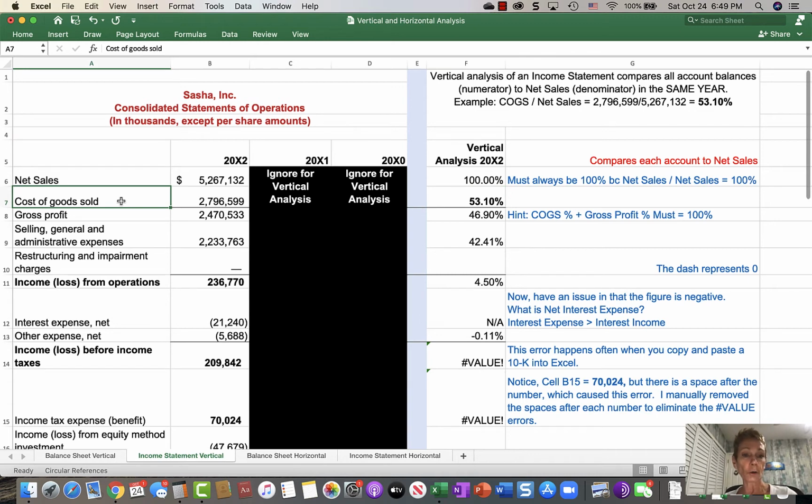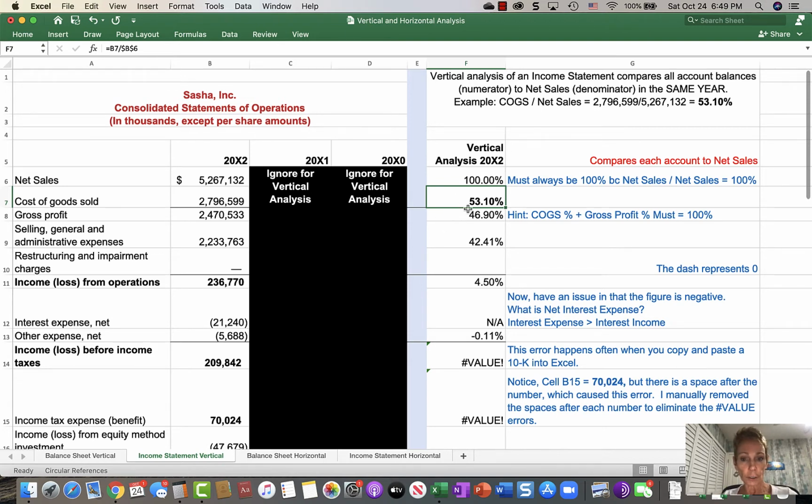So cost of goods sold, I took two, actually it's billion again because it's in thousands, but let's just leave the last three zeros off and say that we have 2,796,599, and we divided that by net sales, and that gives us 53.1. So in other words, cost of goods sold is 53.1% of net sales.